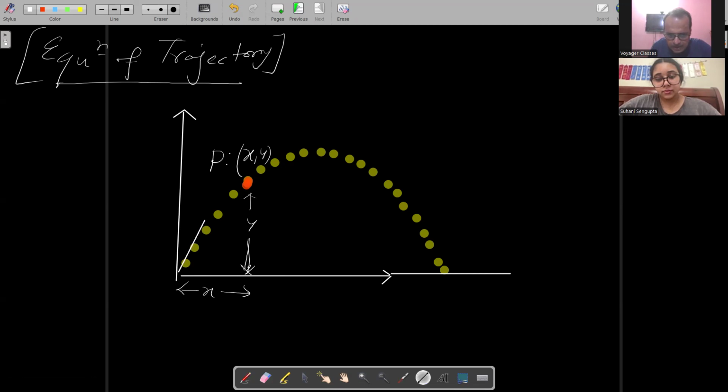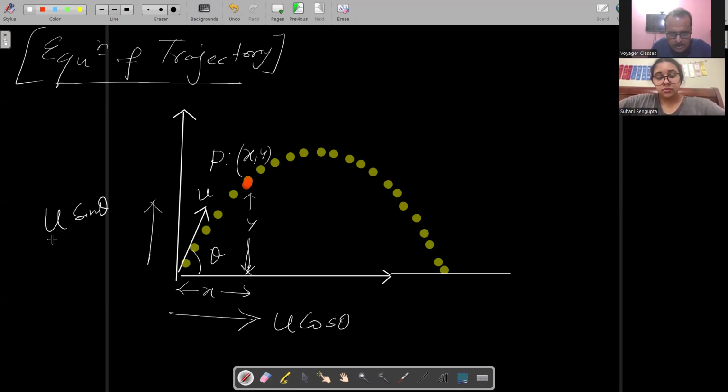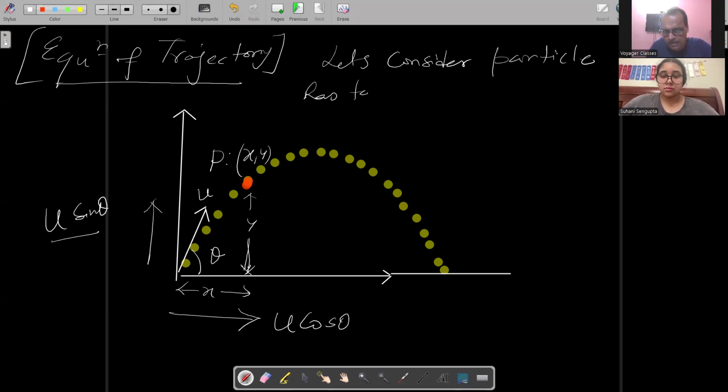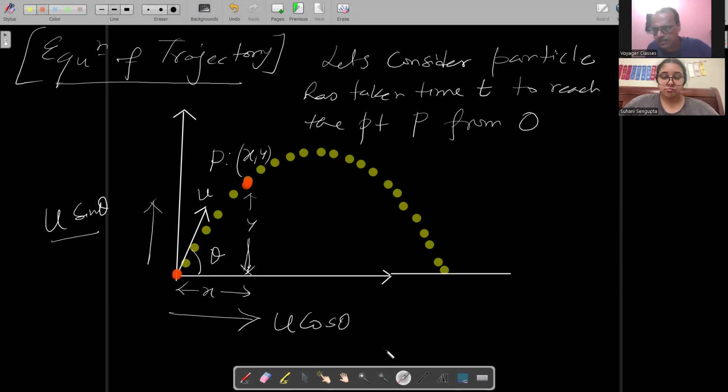Now you have thrown this particle with a velocity, suppose u, making an angle theta with the horizon. So this is the horizontal component of the velocity, that is u cos theta, and that is the vertical component of the velocity, that is u sin theta. Now let's consider that the particle has taken time t to reach the point P from O, and O is the origin. That means from the point O, the particle has been thrown with a velocity u making an angle theta with the horizon. Clear? The particle is moving like this.